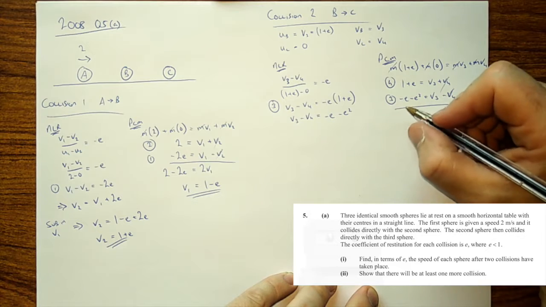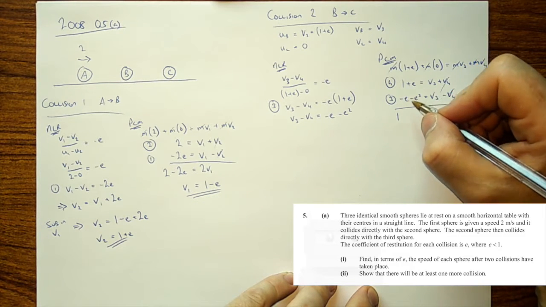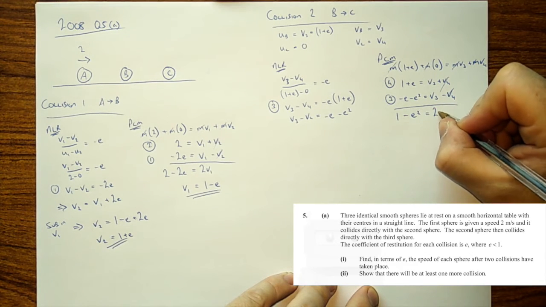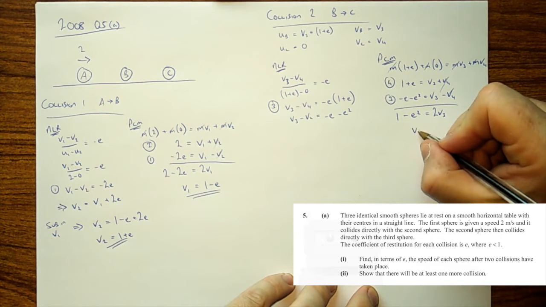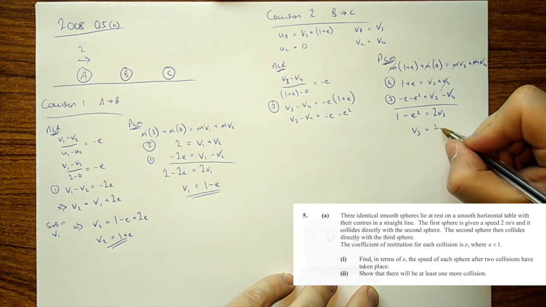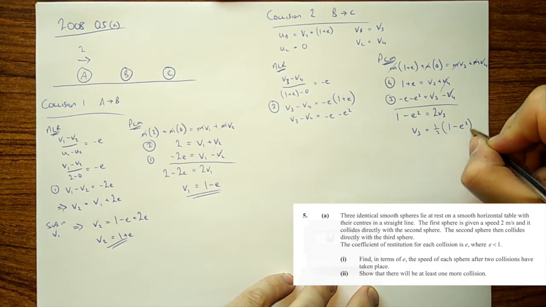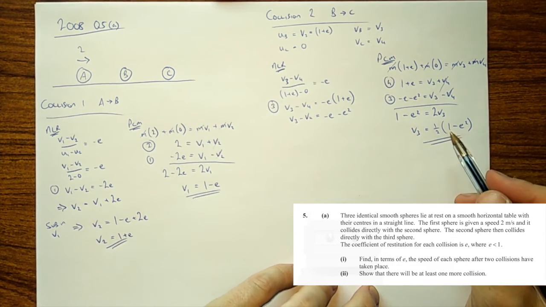Combine them together. So what have I got? I've got 1 plus e minus e squared. 1 minus e squared equals 2v3. So v3 equals a half 1 minus e squared. Okay, that's a little bit uglier. So that is, of course, the one I was looking for.